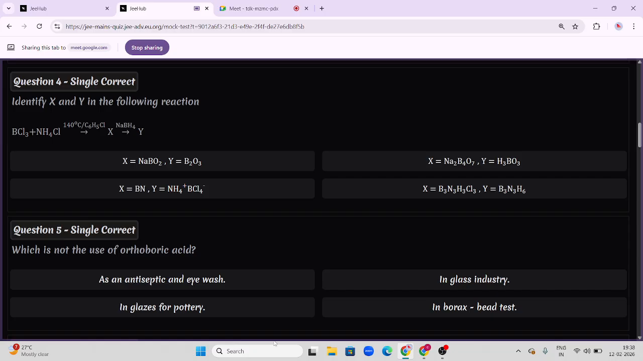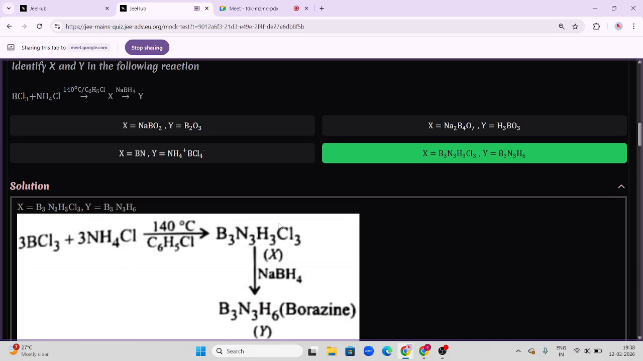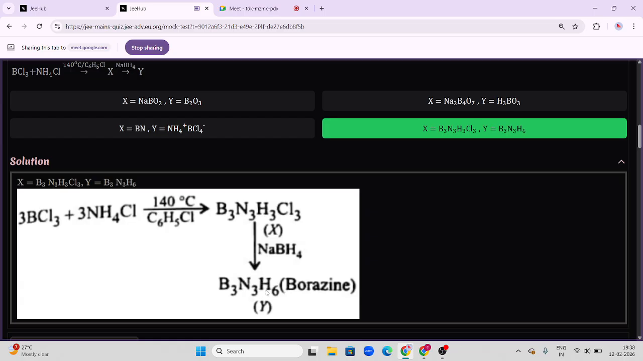Option D, ma'am. Option D is the right answer here. Boron chloride plus ammonium chloride initially forms B3N3H3Cl3. Sodium borohydride is a reducing agent, just like with your alkyl halide. When you treat an alkyl halide with lithium aluminum hydride, you form the alkane itself. Same thing. Chlorine is removed here. Instead, another three hydrogens are added. So B3N3H6 is called borazine, also called borazole, which is called inorganic benzene, because just like benzene, instead of boron, carbon, I am having boron here.